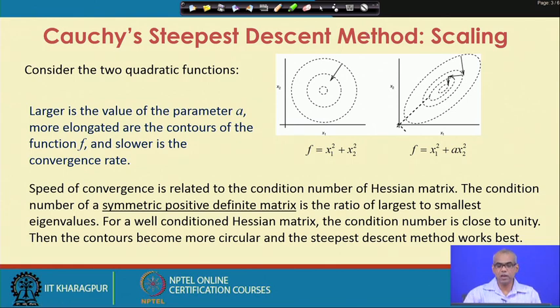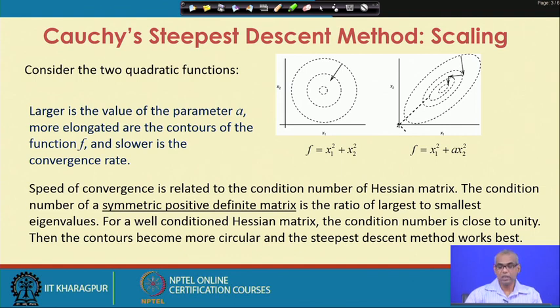So, speed of convergence is related to the condition number of the Hessian matrix. The condition number of a symmetric positive definite matrix is the ratio of largest to smallest eigenvalues. Condition number may in general be defined as the ratio of the singular values, but in case of symmetric positive definite matrix, the eigenvalues and the singular values are same.